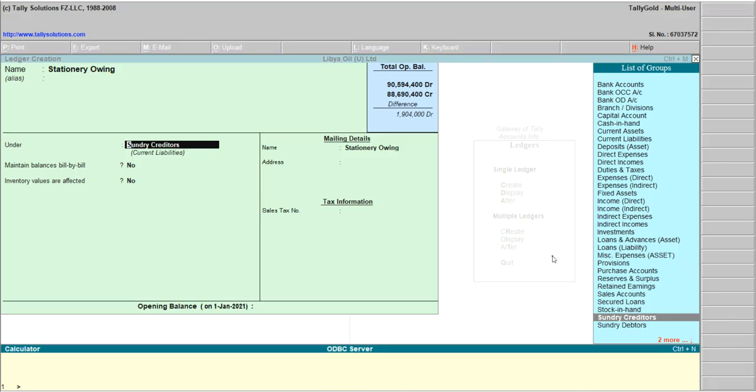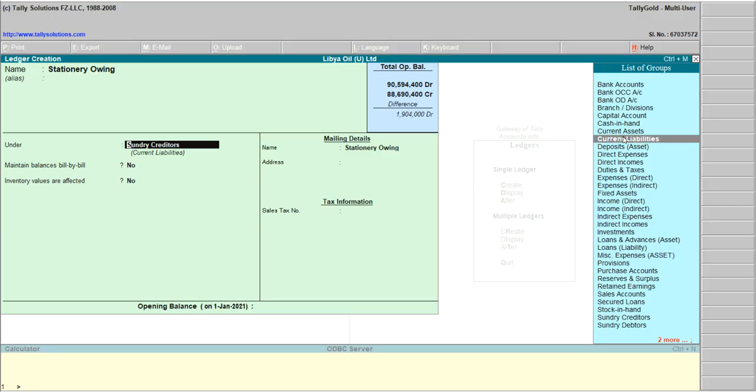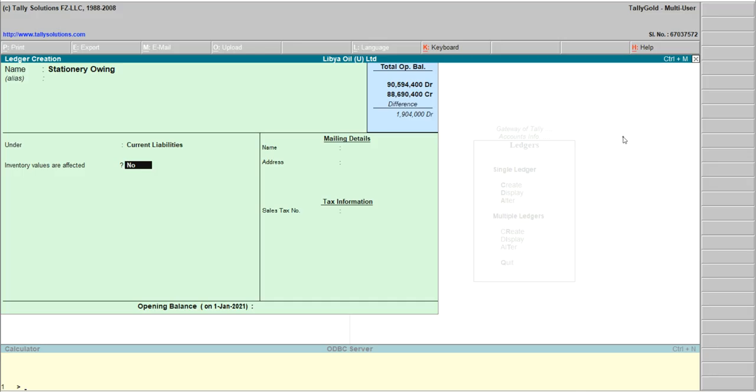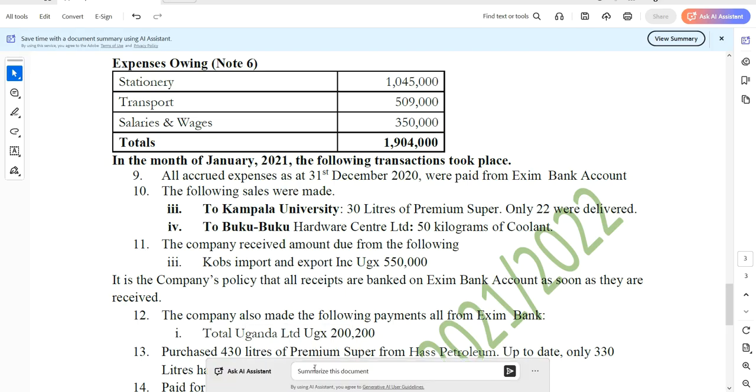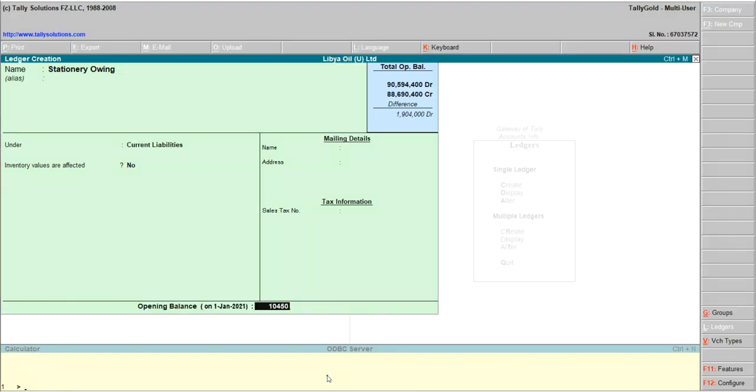Now these are current liabilities. The group is current liability. Each account you have to link it to a group. So stationery owing, these are current liabilities. Inventory values are not affected. How much is the opening balance for stationery owing? 1,045,000, credit.